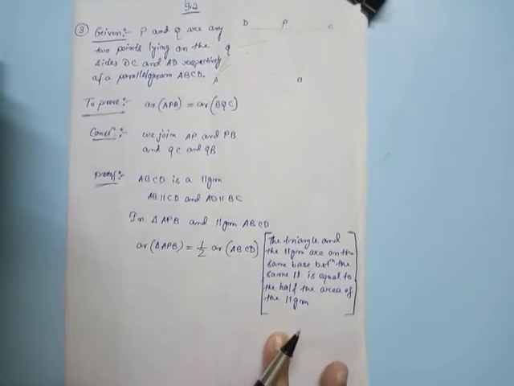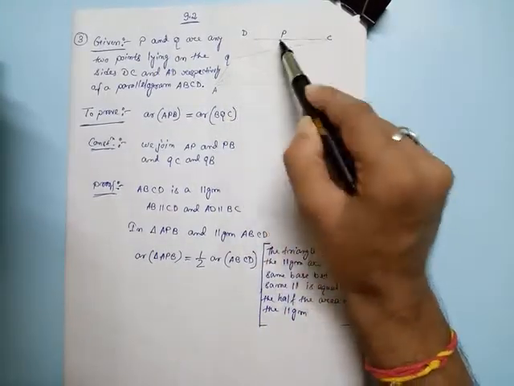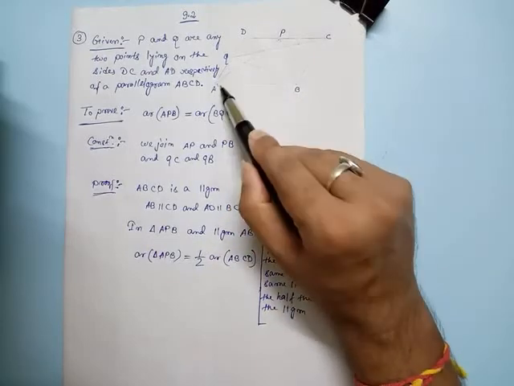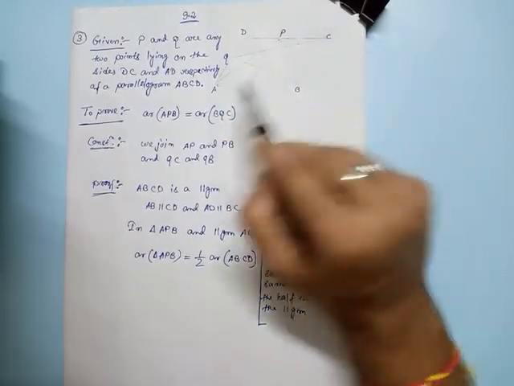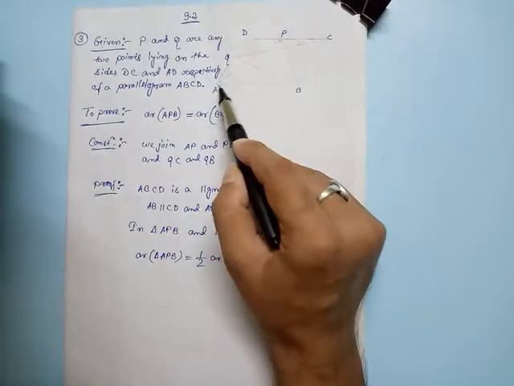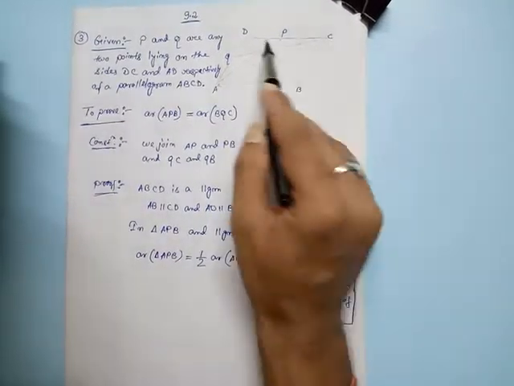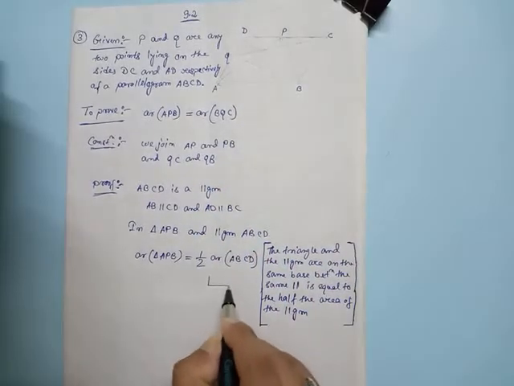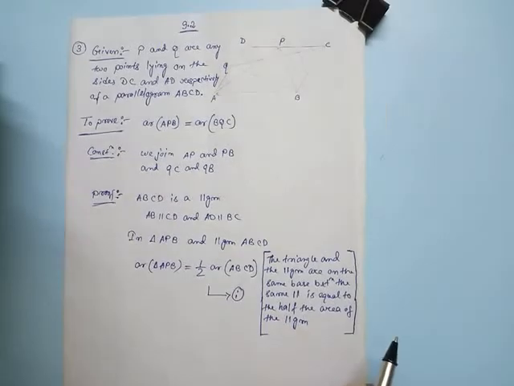Depending on this theorem, look, triangle APB and ABCD parallelogram having same base AB, and between the same parallels, meaning AB and CD. So area triangle APB equals half the area of the parallelogram ABCD. This is our equation number 1.